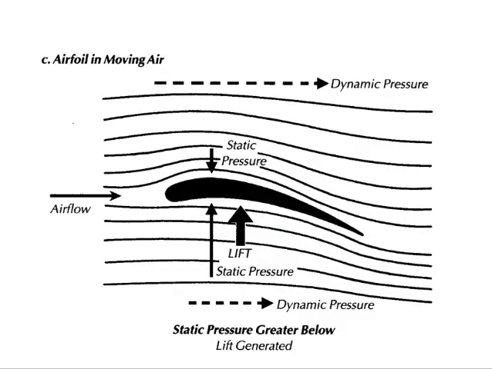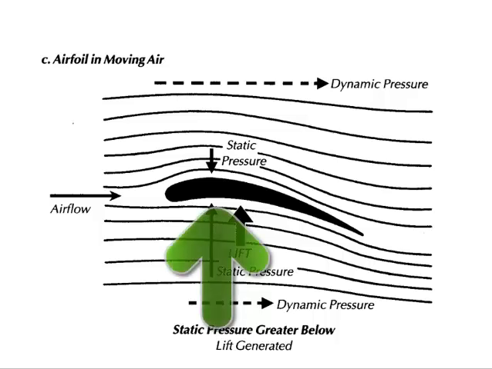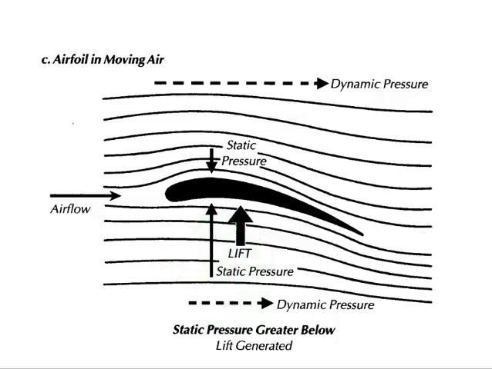Here's a diagram that shows a constriction of airflow above the wing, increases speed, which in turn increases dynamic pressure, which in turn decreases static pressure relative to the static pressure on the bottom. Okay, because static pressure is less above the wing than below, lift, an upward force, is created. Note that lift is always perpendicular to the direction of airflow. So you see the way the air is flowing past the wing, lift is going to be perpendicular to that direction of airflow.